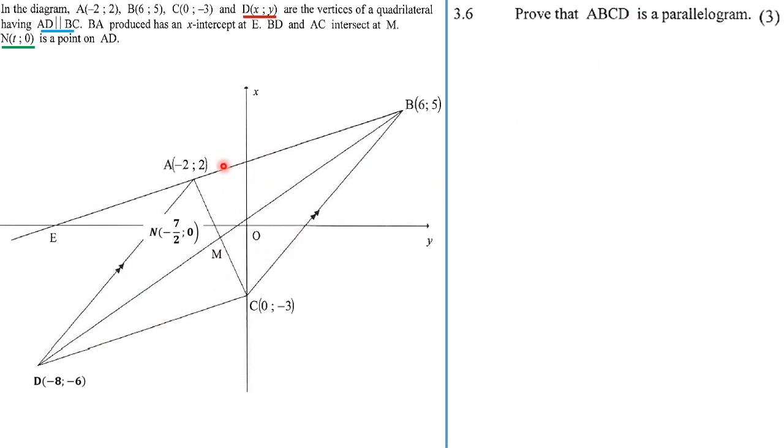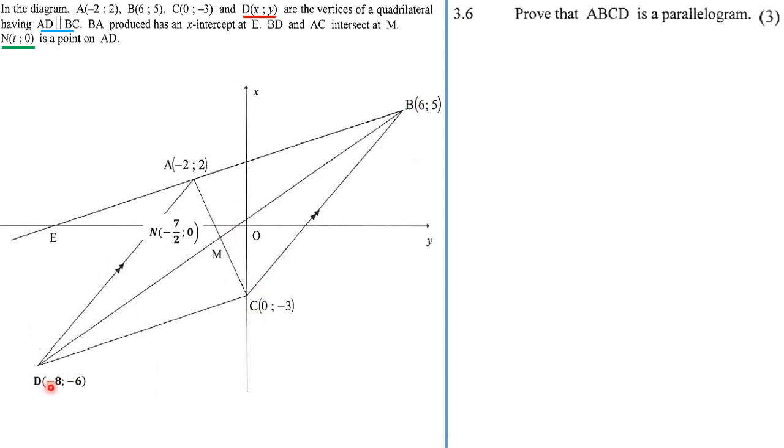So I will choose to prove that 2 opposite sides are parallel and equal, because we are already given that AD is parallel to BC. If we can prove that AD is equal to BC, then this becomes a parallelogram. Or we can determine the gradient of BC and the gradient of DC. If they are equal, it means these 2 sides are parallel, then 2 pairs of opposite sides are parallel. But in this case, let's choose to find the length of AD and the length of BC, because we know the coordinates of both points.